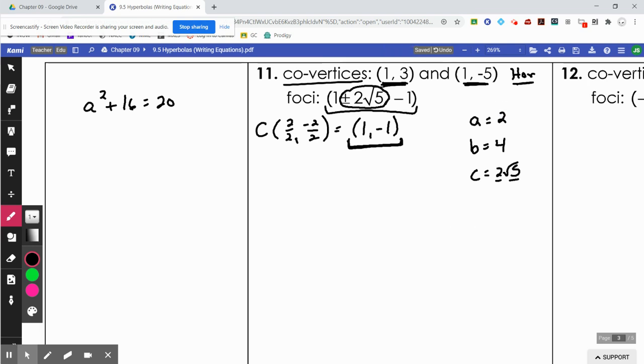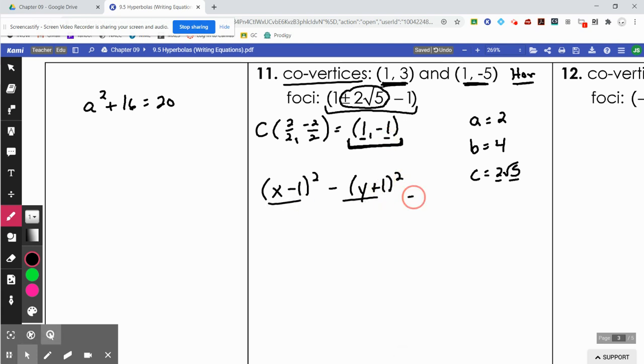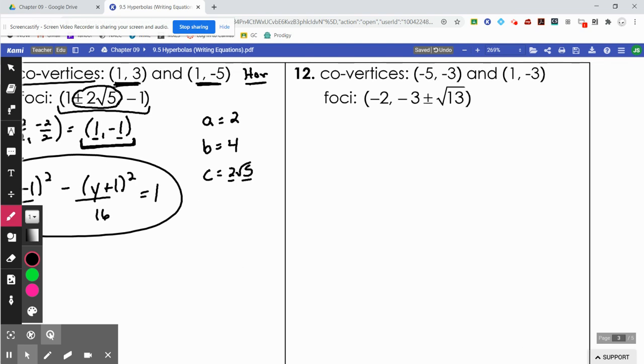Since it's horizontal, we're going to list x first. So we have x minus 1 squared, moves it right 1. The y plus 1 squared will move it down 1. Our A value squared goes under the first term. Our B value squared goes under the second term. There is your hyperbola. Number 12, co-vertices.